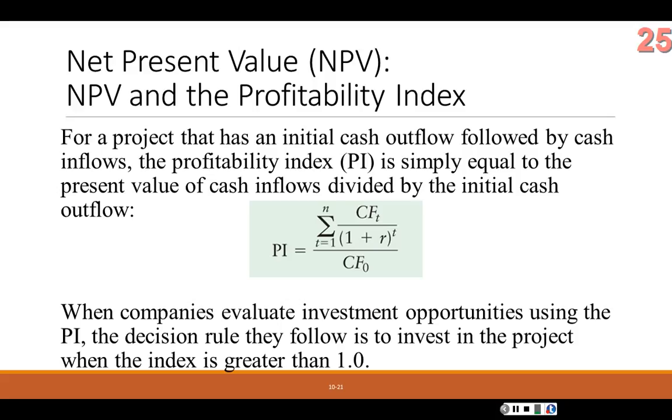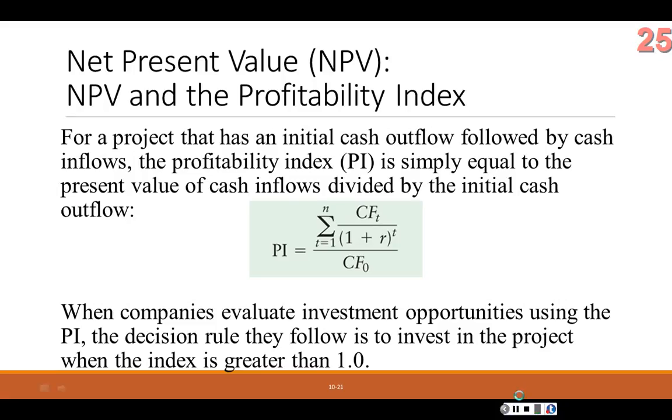So the next method that we're going to use is the Profitability Index. The Profitability Index is equal to the present value of cash flows divided by the initial cost. The rule is that we accept projects that have a profitability index greater than 1. So the higher the profitability index, the higher the ranking.